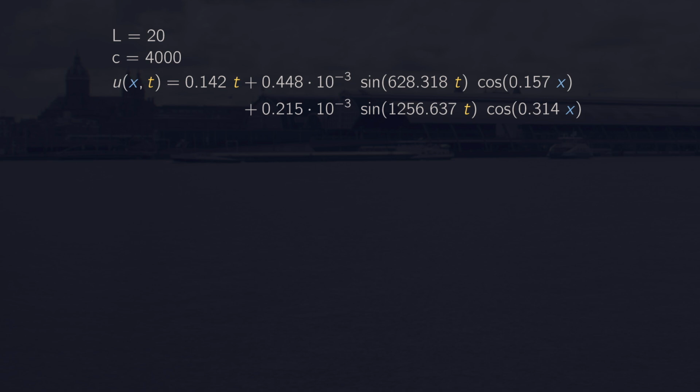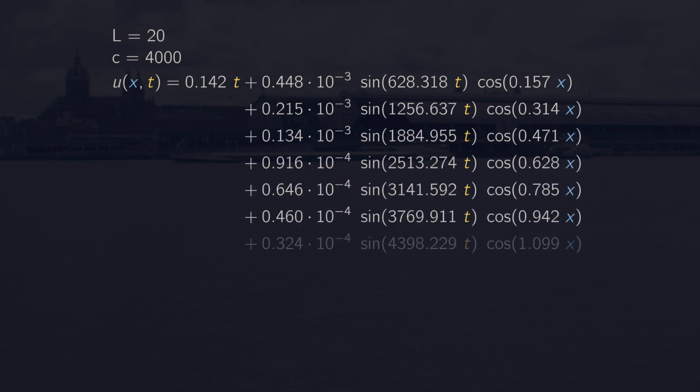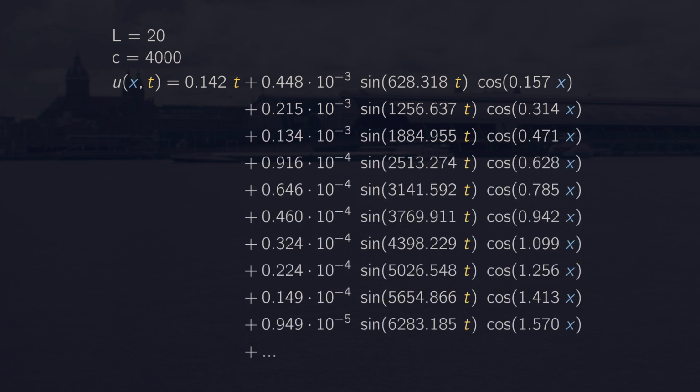When we fill in the parameters of the pile, the result will look like this. And we can keep expanding this equation to infinity.